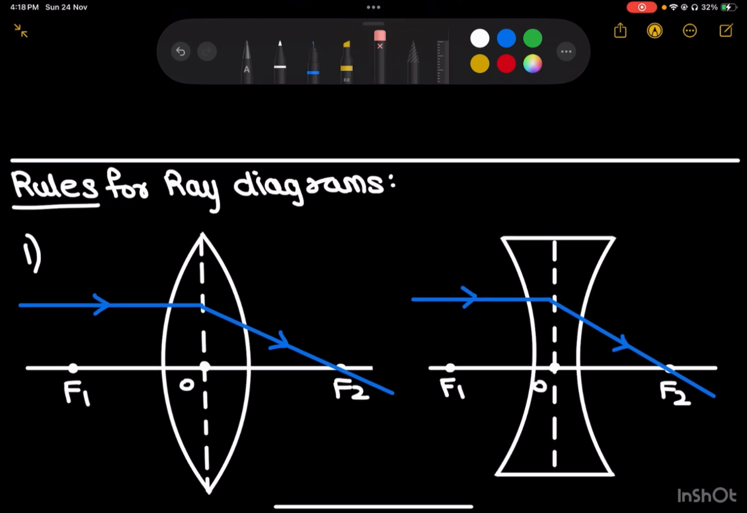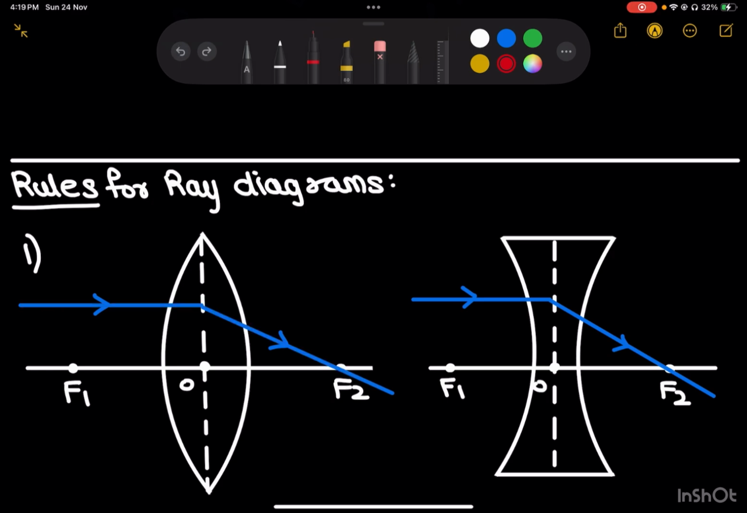Now there are some rules regarding the ray diagrams. What are they? See, one by one. I have drawn the diagrams in advance to save us time, right? So moving on to the first rule. It's the same as for mirrors, okay? If the ray passes parallel to the principal axis, it will refract through the focus on the other side, obviously. Okay, so it will refract through the focus.